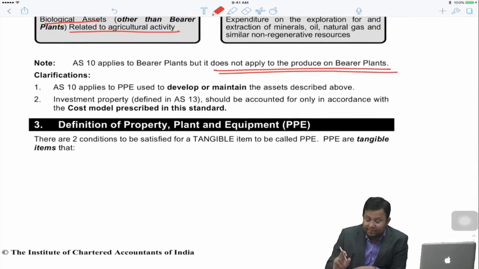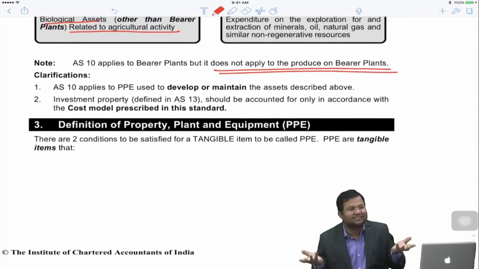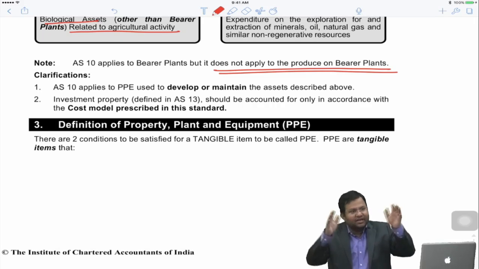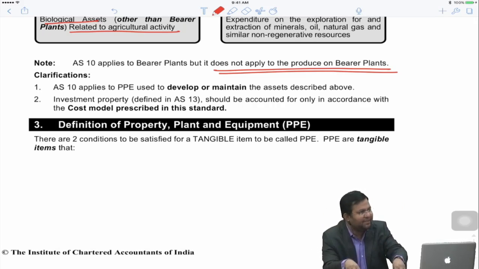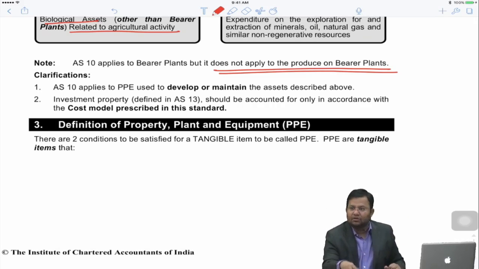Standard applies to bearer plant, but it does not apply to produce on bearer plant. Produce from bearer plant is not a fixed asset. It's an income derived from the fixed asset. Mango tree is a fixed asset, or mango tree is a PPE. But the mangoes cannot be called a PPE. Mango आपने produce किया, mango is like an inventory.